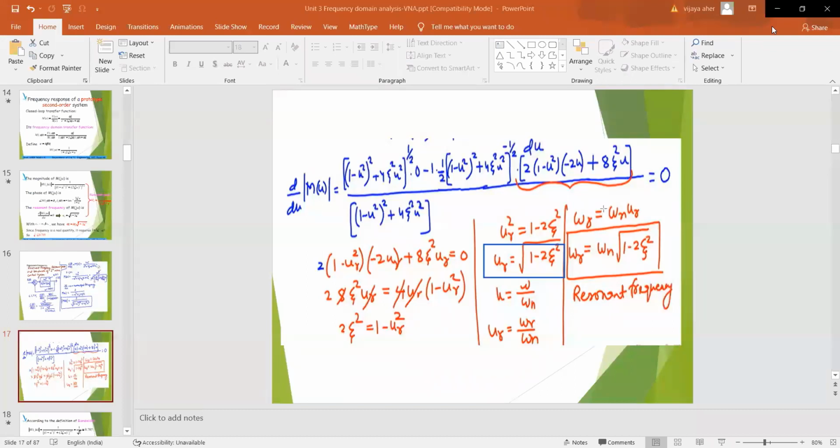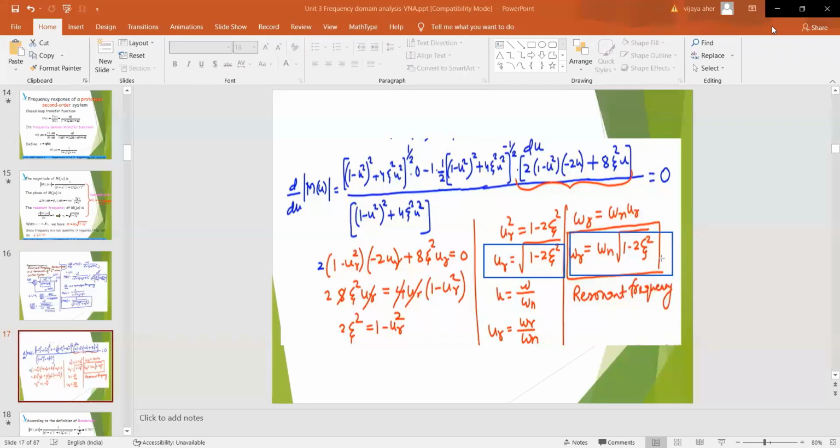So omega r is equal to u r into omega n. You will get the equation for resonant frequency: omega r is equal to omega n into under root of 1 minus 2 zeta square. This is also an important equation you have to remember. This is how you have derived the equation of resonant frequency.